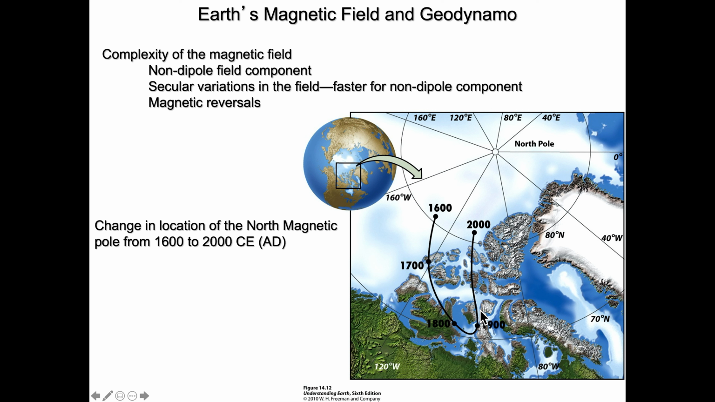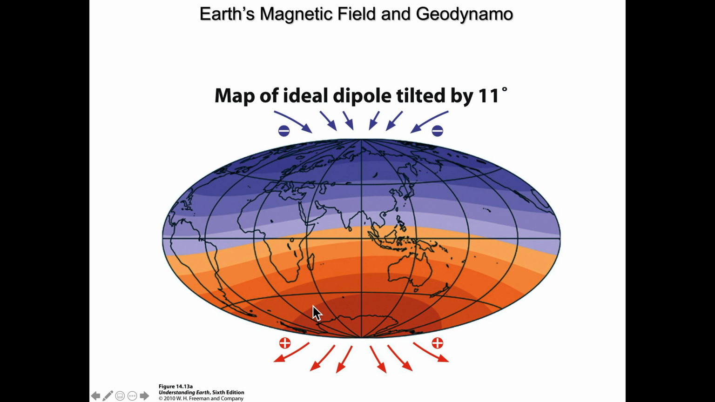And then we move north in the last 100 years, up to a location here, north of Axel Heiberg Island. So we're close to the North Pole, but still a couple hundred kilometers away. Now, it essentially appears like this. Here we have a dipole tilted by 11 degrees, as we observe in the modern world.